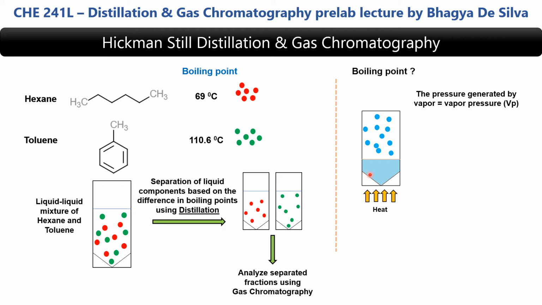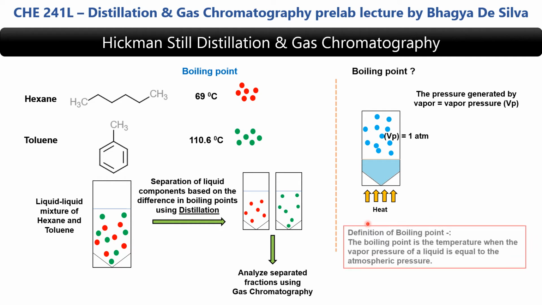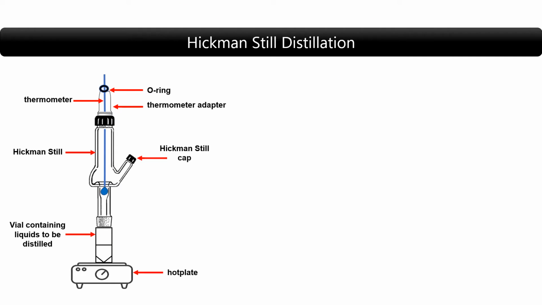When this vapor pressure equals the atmospheric pressure, the corresponding liquid starts to boil. So the boiling point is the temperature when the vapor pressure of a liquid is equal to the atmospheric pressure. Now let's take a look at how Hickman-Still distillation works. First of all, here's how we set up the apparatus.